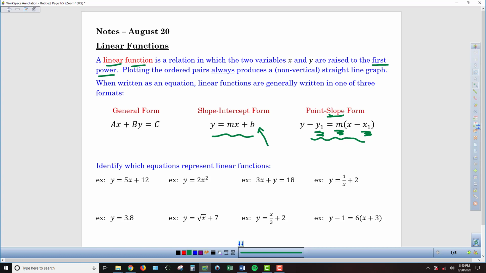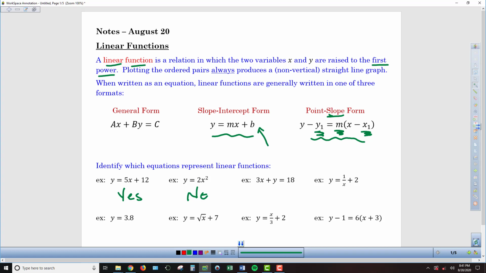In this first example, y equals 5x plus 12, that is definitely a linear function. It is written in slope-intercept form, that y equals mx plus b format. The one right next to it violates that rule about the exponents being to the first power on both the x and y. So this one is not a linear function. If you recall, anything with an x squared in it is going to be a parabola, that U-shaped graph.